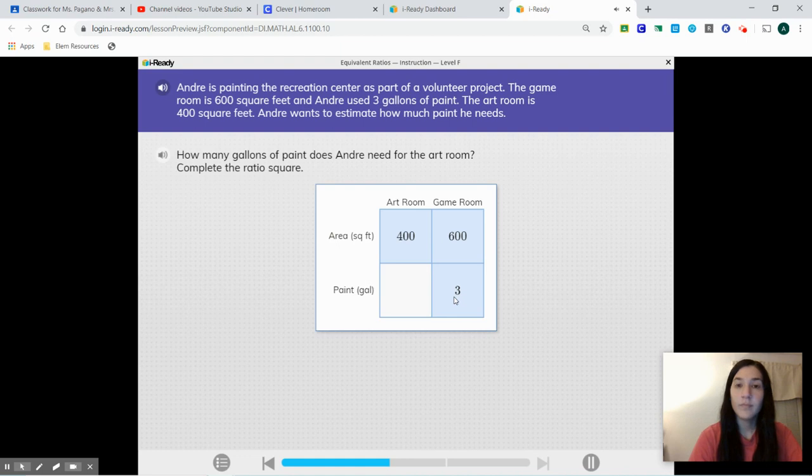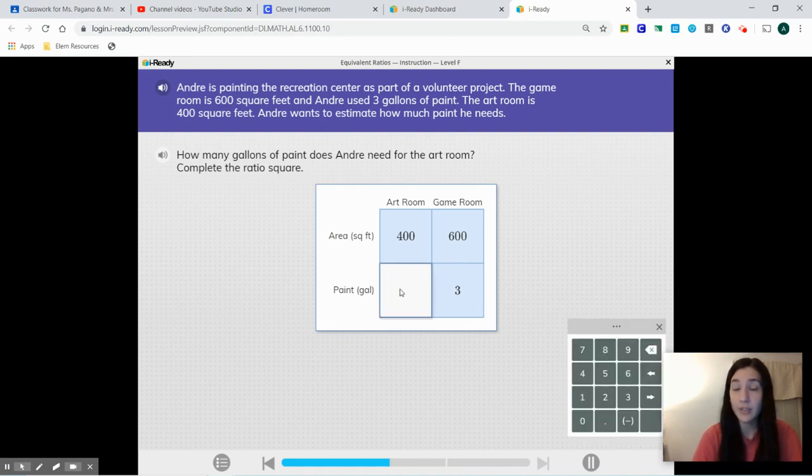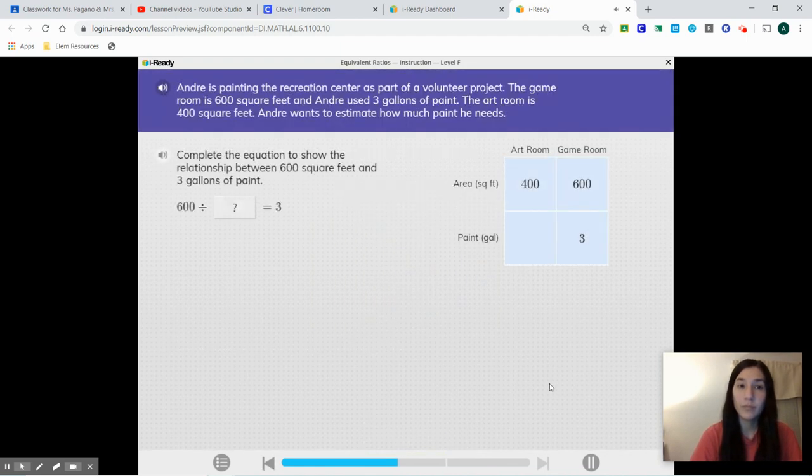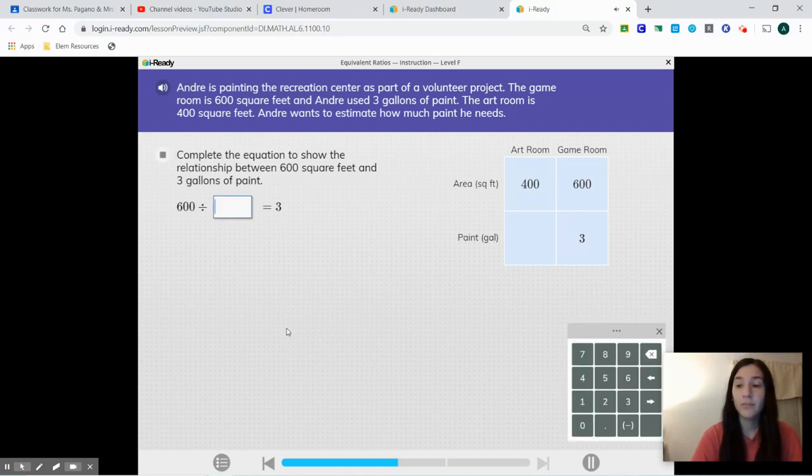Complete the ratio table. Okay, so we need to think. To get from 600 down to 3, we're going to divide by what number? 6 divided by 3 is 2, and we can tack on our 0s. So this is going to be dividing by 200. So 400 divided by 200 will give us 2. Andre needs 2 gallons of paint for the art room. Complete the equation to show the relationship between 600 square feet and 3 gallons of paint. So we said we're dividing by 200. We're going to type that in.